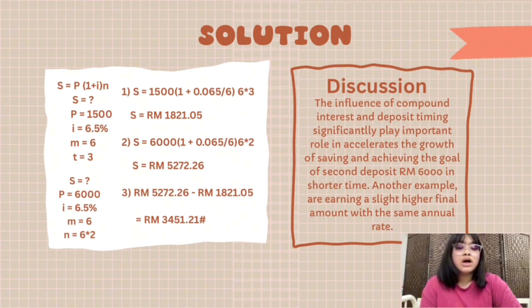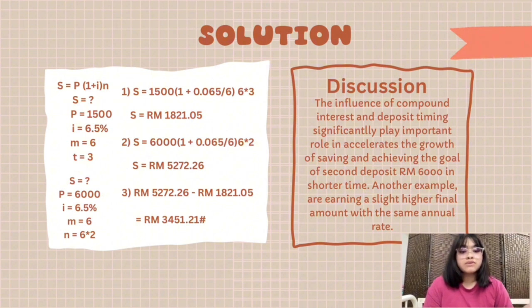And for the discussion, the influence of compound interest and deposit timing plays a significant and important role in accelerating the goal of growing the second deposit to RM6,000 in a shorter time. Another example is earning a slightly higher final amount with the same annual interest rate.